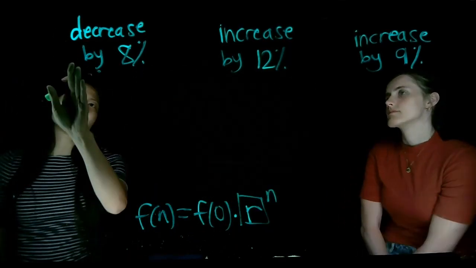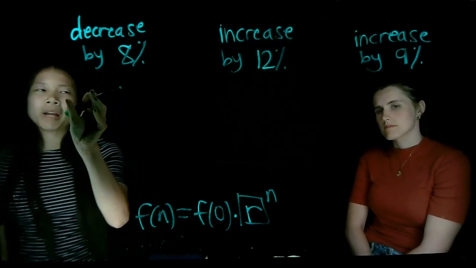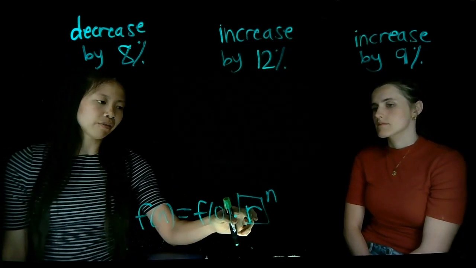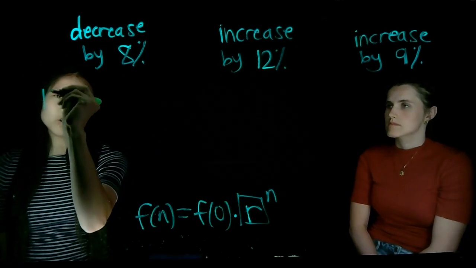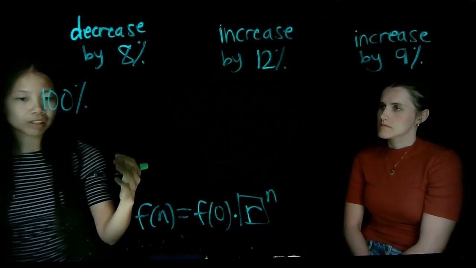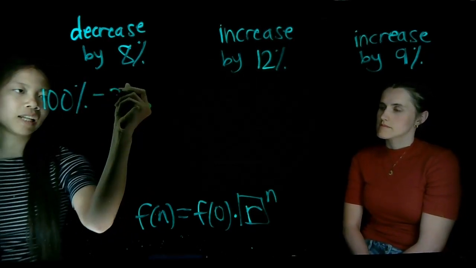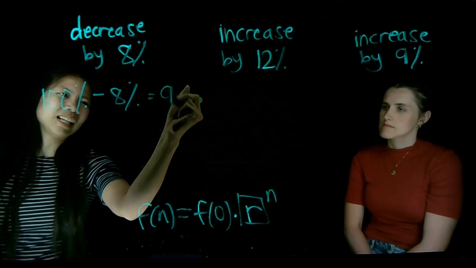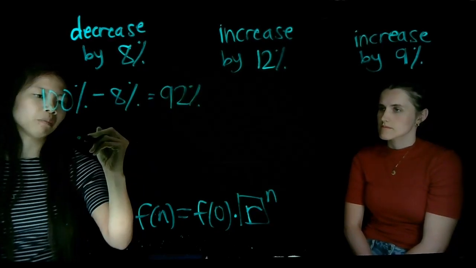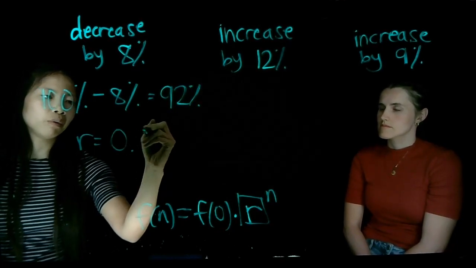Now let's look at decrease by 8%. If I'm decreasing by 8%, to find my multiplier, or my common ratio, that is the same as 100% of what I had before. And if I'm decreasing by 8%, I am subtracting 8%. So that means I'm only retaining 92% of what I had. So my r, or my multiplier, would be 0.92.